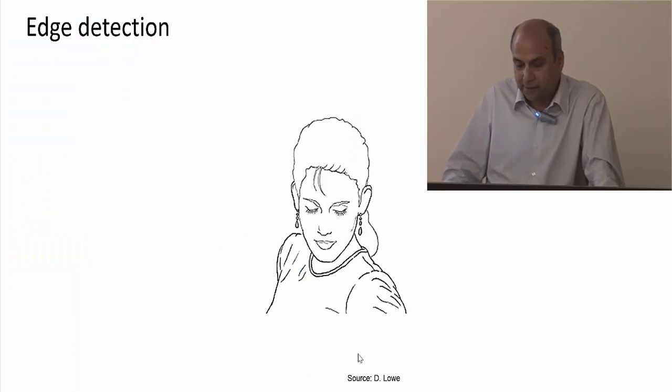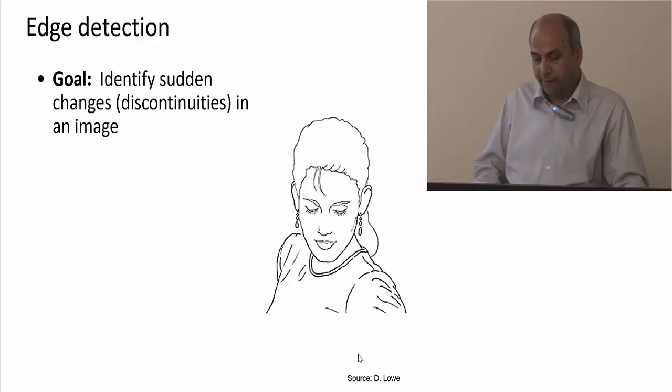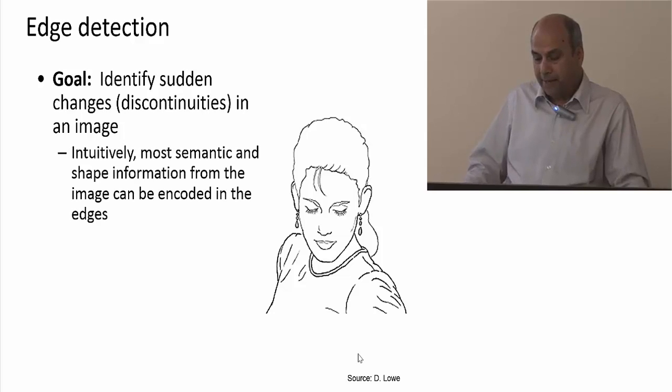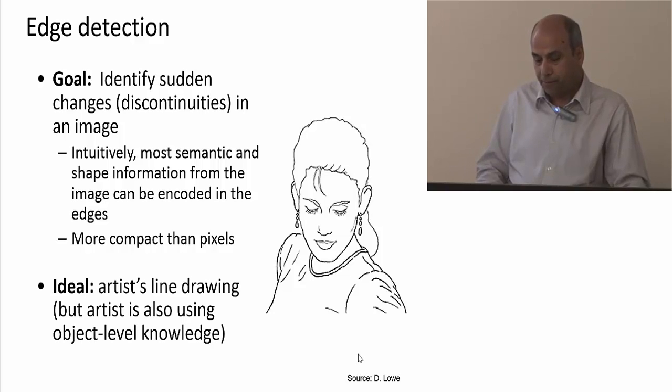So edge detection, in simple terms, is that we want to come up automatically from an image with this kind of line drawing. This will identify the sudden changes or discontinuities in an image, and these will be the most semantic and shape information we can get from the edges. It'll of course be more compact, because in most of the image the gray levels are constant, but the places where there's a discontinuity or change, those are the places we have edges.